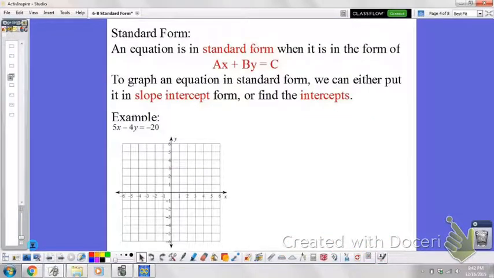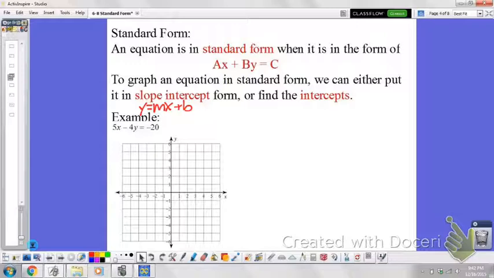So, ladies and gentlemen, we just graphed an equation that was in standard form. An equation is in standard form when it is in the form of ax plus by equals c. So you have all your x terms and your y terms on the left and your constants on the right. To graph an equation in standard form, you can either put it in slope-intercept form, so that's your y equals mx plus b, or you can find your intercepts, which is what we did in the previous two slides.